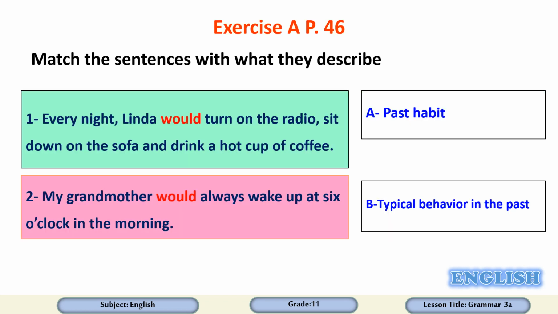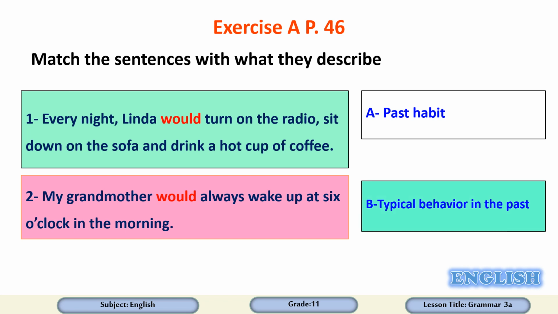We will do the same task but with would. We have two sentences, and on the right we have two uses. Pause the video and match the sentences with their uses. If you've finished, let's begin. Sentence number 1. Every night Linda would turn on the radio, sit down on the sofa and drink a hot cup of coffee. What does this sentence describe? Very good. It describes a typical behavior in the past.